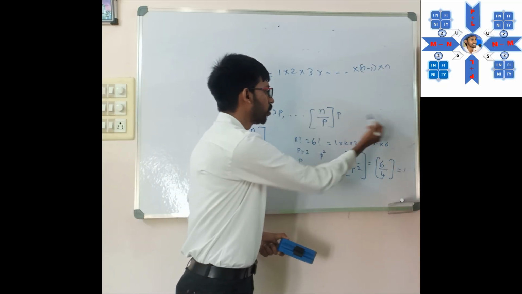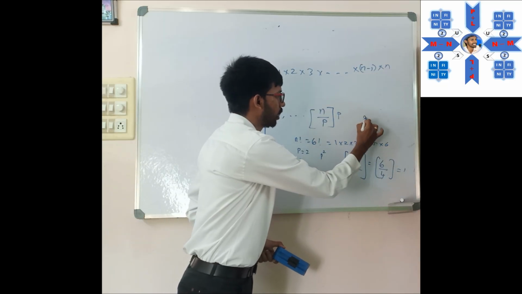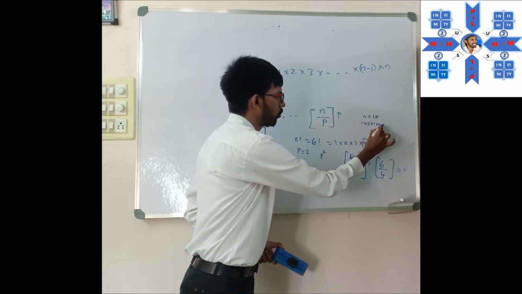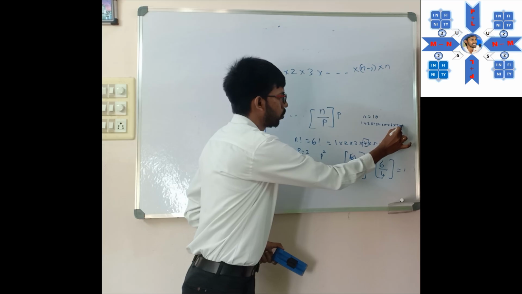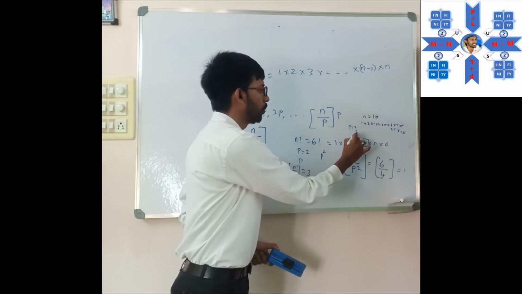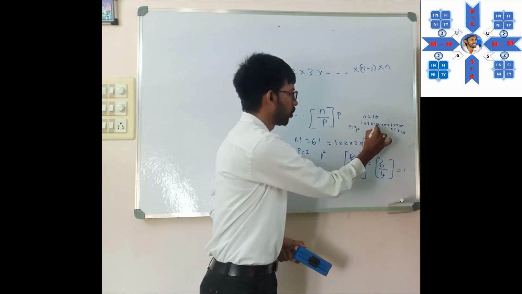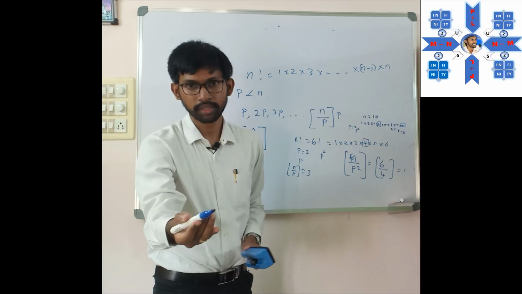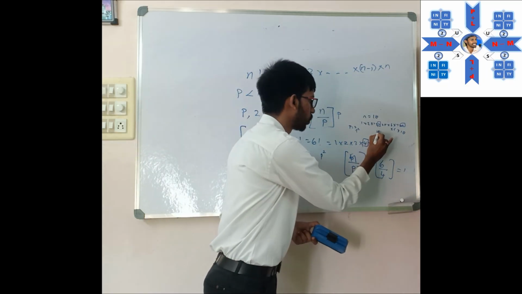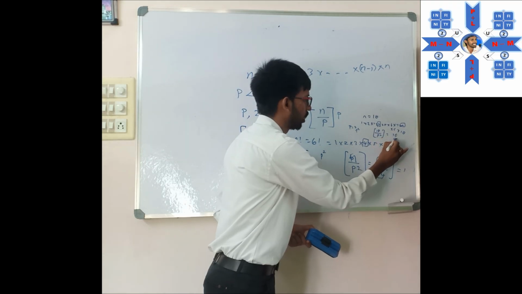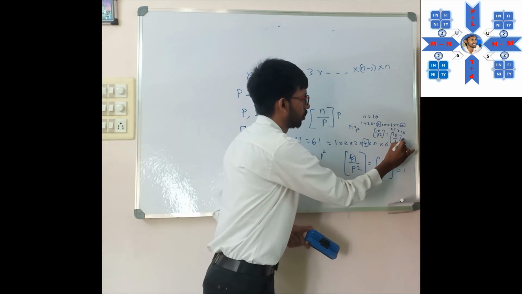For example, if I take n equal to 10, then 1 into 2 into 3 into 4 into 5 into 6 into 7 into 8 into 9 into 10, p equal to 2. Now p square is 4. 1 p square, 2 p square are there, but 3 p square will exceed. So how can I understand this? 10 by p square, greatest integer function, so 10 by 4, that is 2.